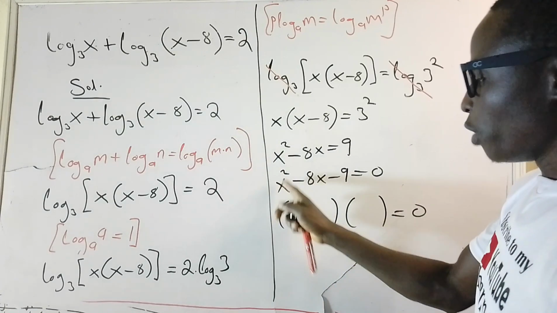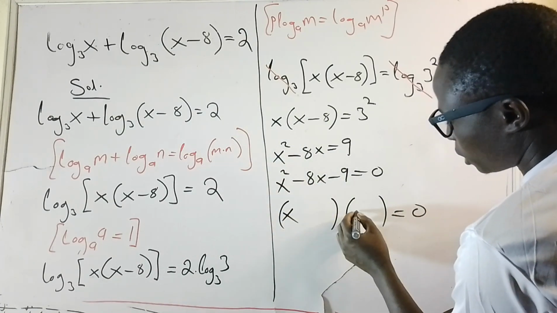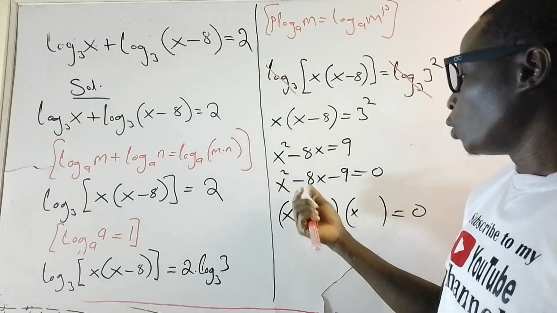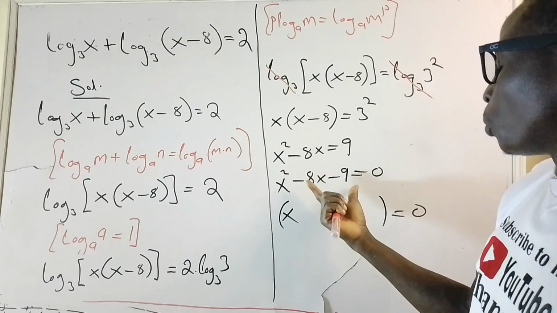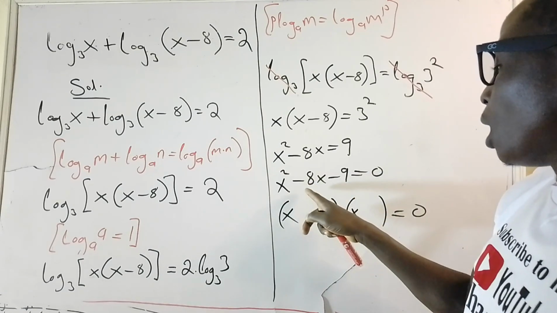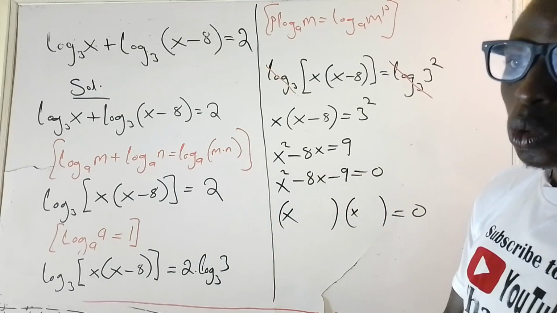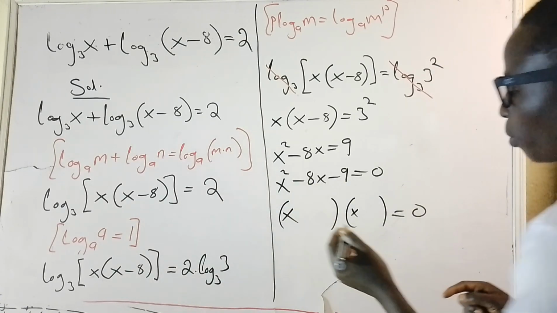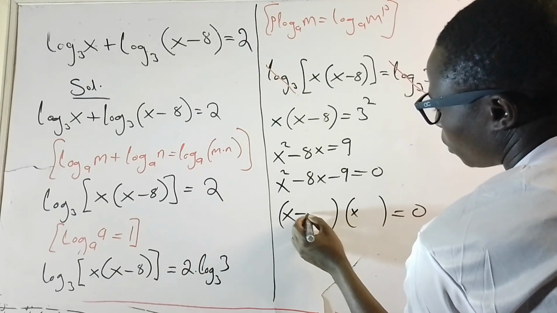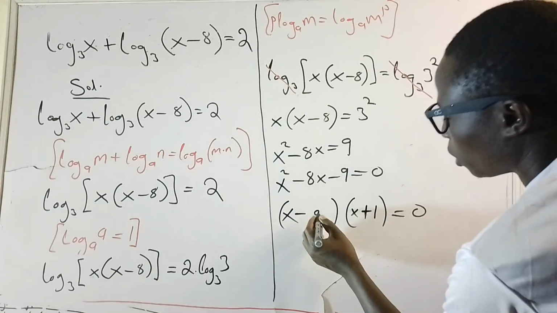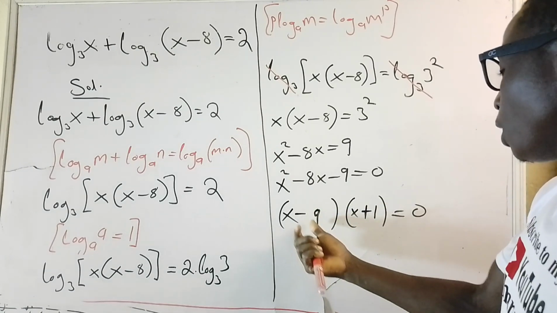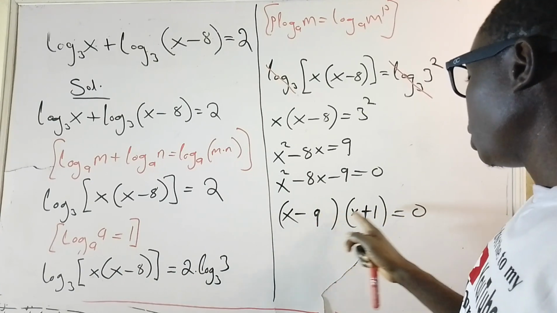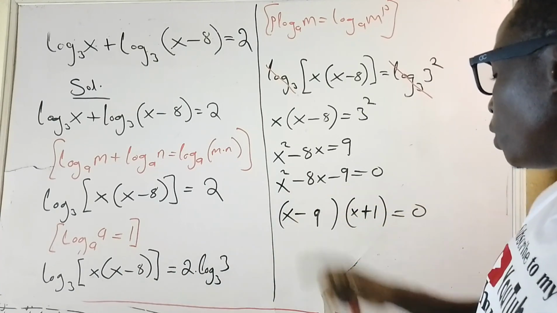The coefficient of x squared is 1, so I will put x here, and x here. So I have to look for two factors that when I multiply the two I will get minus 9, and when I add the two I will get minus 8, and these numbers should be minus 9 and 1, because minus 9 times 1 is minus 9, and minus 9 plus 1 is minus 8.